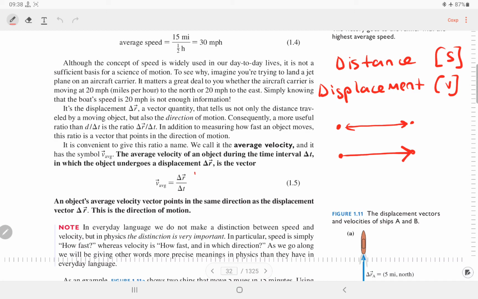In order to calculate velocity, you should use displacement, because velocity is a vector, and displacement is also a vector. So it's a very similar equation. Displacement you should divide by time in order to get velocity. For speed, you need to use a scalar, because speed is scalar. So distance you need to divide by time.